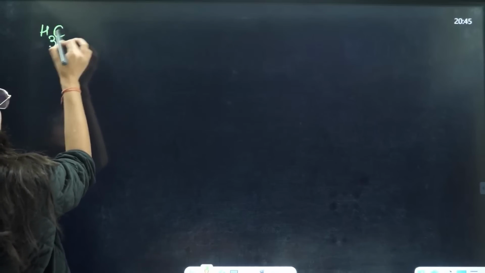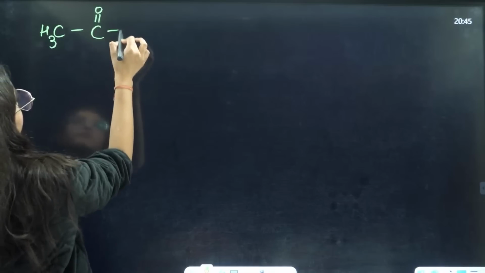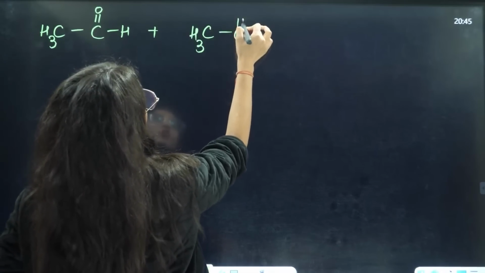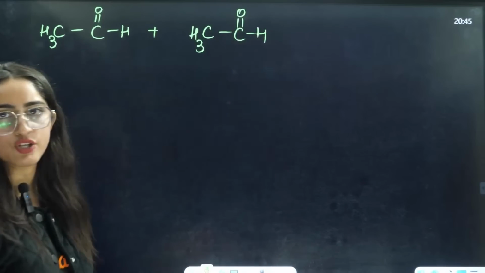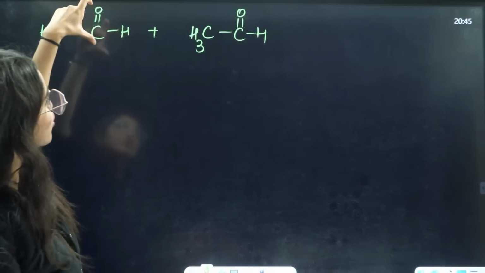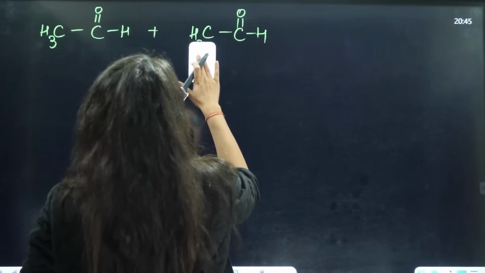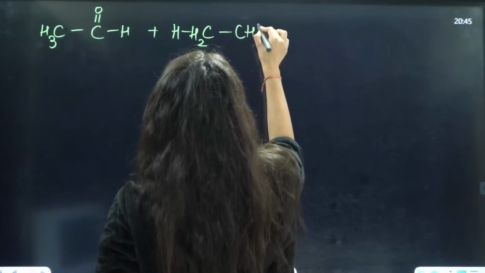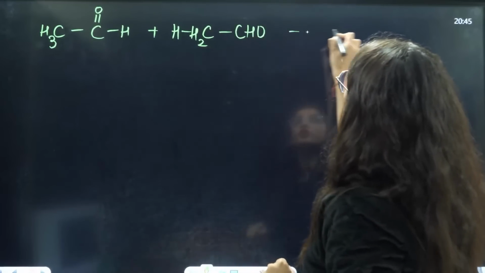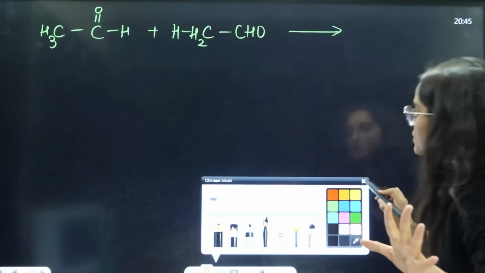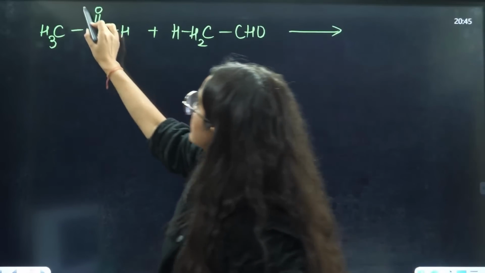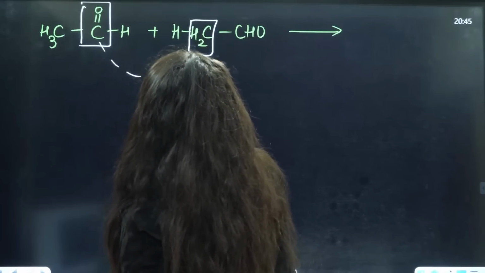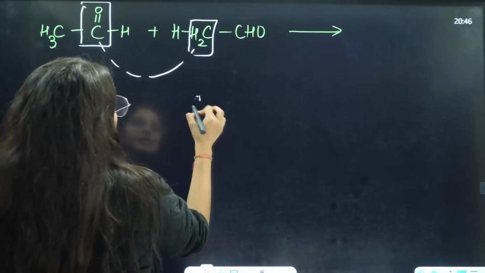First, CH3CHO can also react with its own molecule. So I'll make both as CH3CHO, but one will show the carbonyl part, the other will show the alpha carbon. So here these are the 2 reactants. Now I'm going to do it in a fast forward manner. This is the carbonyl carbon, this is the alpha carbon. Attach these 2 together.